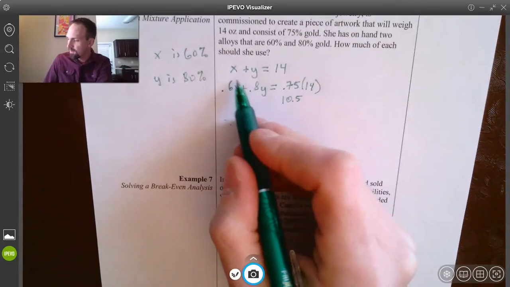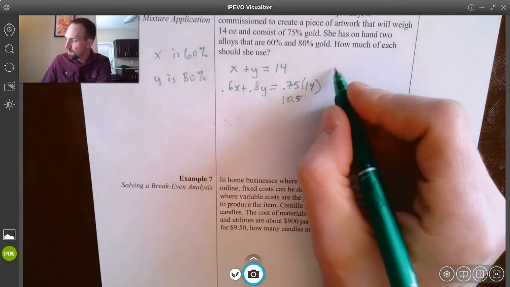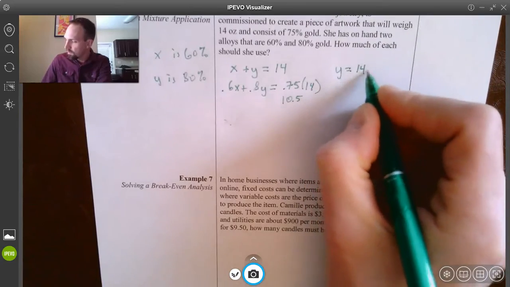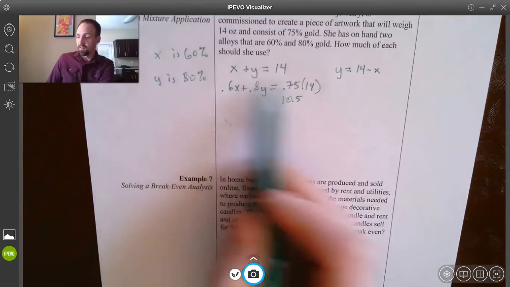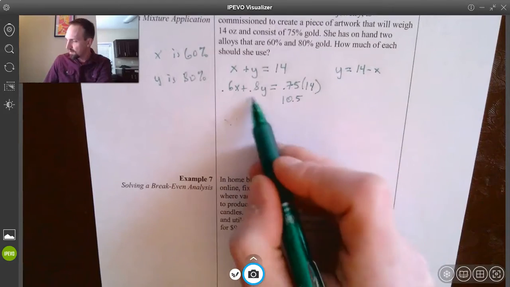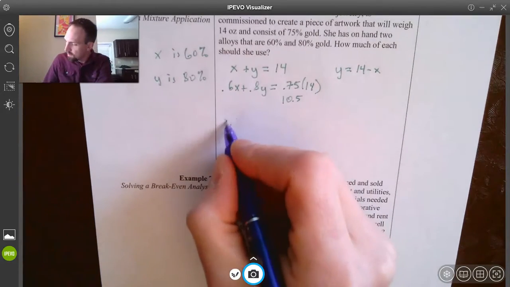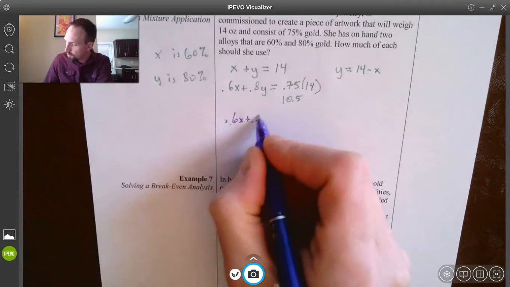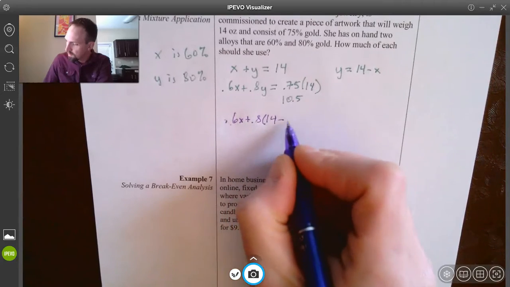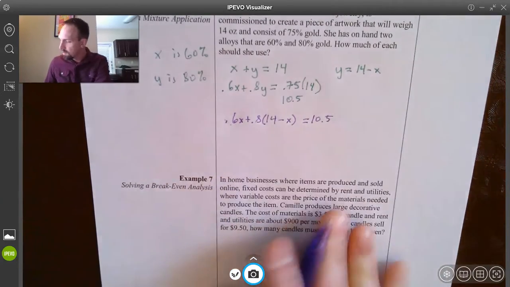So I'm going to solve this top one in terms of y. So I have y equals 14 minus x. So I just subtracted x on both sides. So I'm going to substitute now 14 minus x in for that y there. So that gives me 0.6x plus 0.8 times 14 minus x equals 10.5.